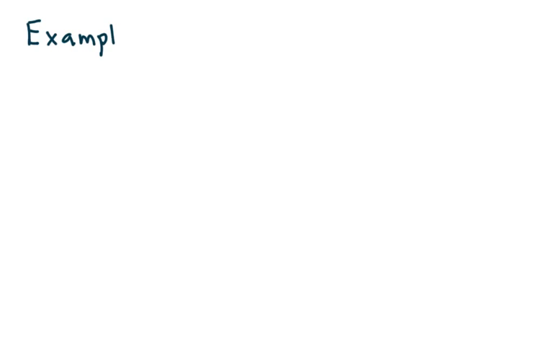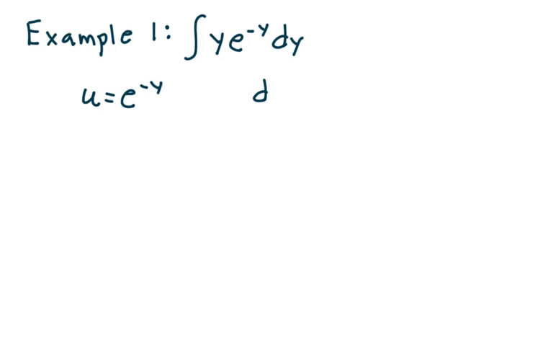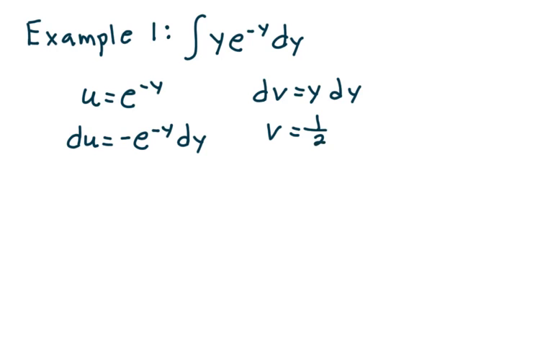Now, if we take a look at example 1, suppose I had the integral of, we'll do this one, y e to the negative y dy. So I'm going to choose u to be e to the negative y, and I'm going to let dv be y dy. So notice how we have the product of two functions here, so it's a perfect integration by parts problem. Okay. Now du is negative e to the negative y dy, and v is 1/2 y squared.